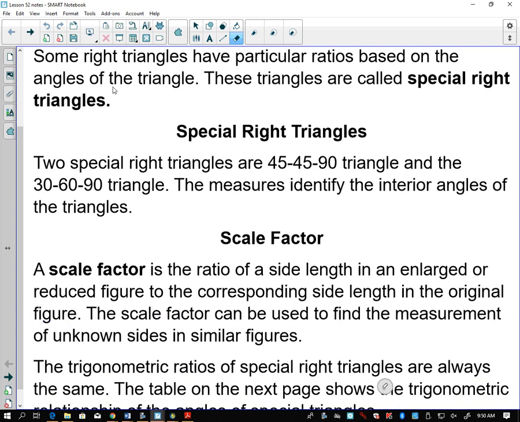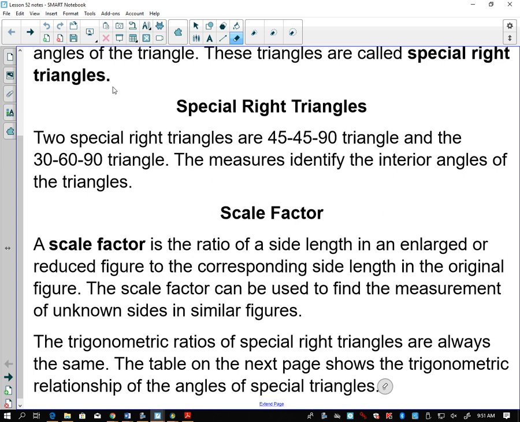There are two types. There is the 45, 45, 90 triangle. And the 45, 45, 90 refers to the degrees. Okay? It's really hard with this particular program to put in degree symbols. It's not very intuitive. Okay? And then the 30, 60, 90 right triangle. Okay? So just so you understand that those numbers represent degrees of the angles in that triangle. The measures identify the interior angles of those triangles.